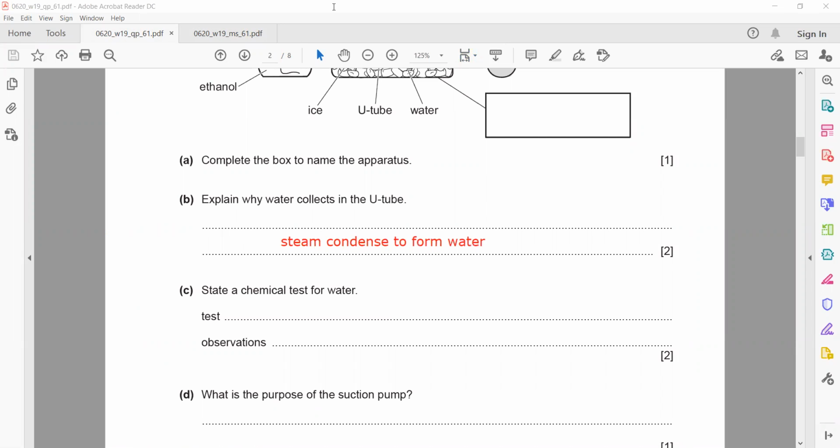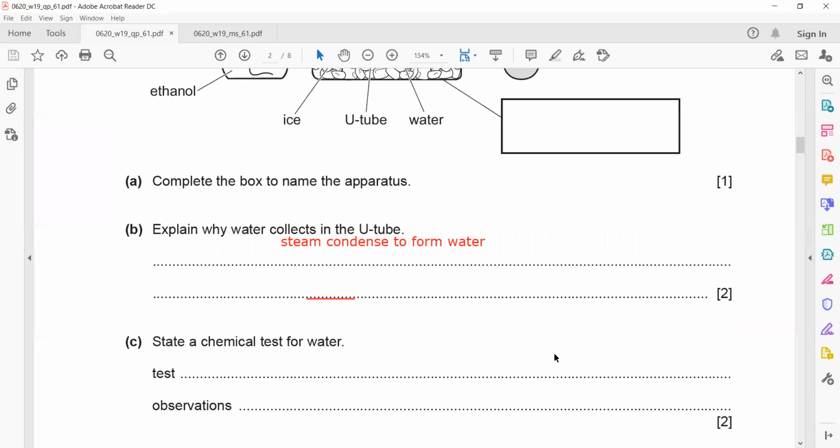Then state a chemical test for water. How can we test the presence of water? Chemical test. The chemical test to show the presence of water: copper 2 sulfate or cobalt 2 chloride, anhydrous. If it is copper 2 sulfate, it will turn from white to blue. If it is cobalt 2 chloride, it will turn from blue to pink.